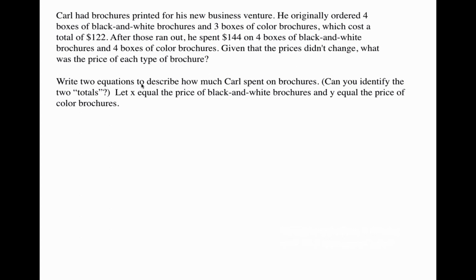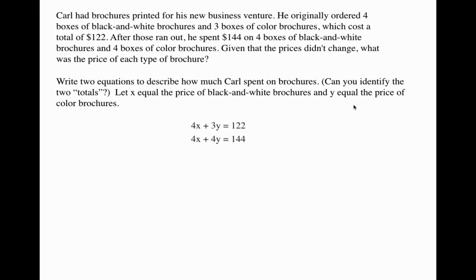Write 2 equations to describe how much Carl spent on brochures. Can you identify the 2 totals? Let x equal the price of black and white brochures and y equal the price of color brochures. So let's try doing that now. All I want you to do is write the 2 equations, model the situation, and we'll solve it later. So pause the video now. All right, let's see how you did.